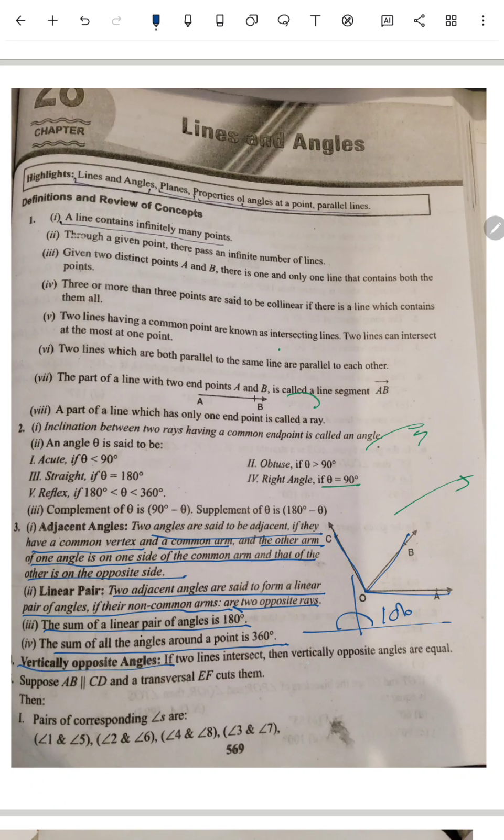Vertically opposite angles: when two lines intersect each other, consider these lines. The vertically opposite angles, this angle and this angle are always the same. This angle and this angle are always the same.